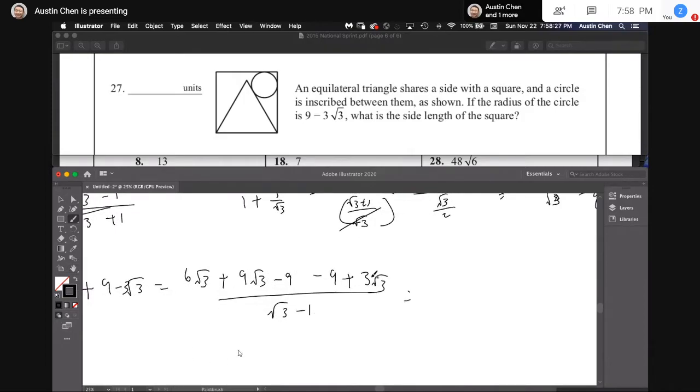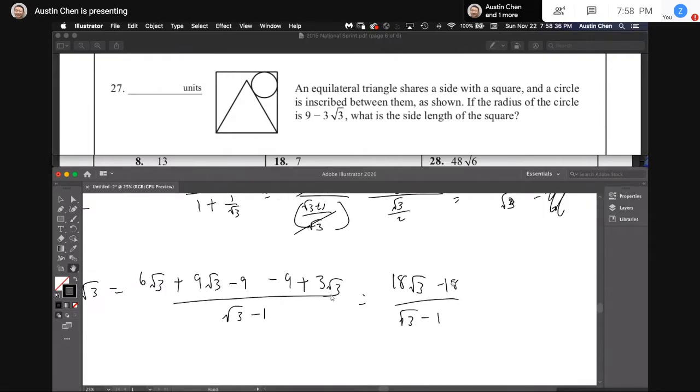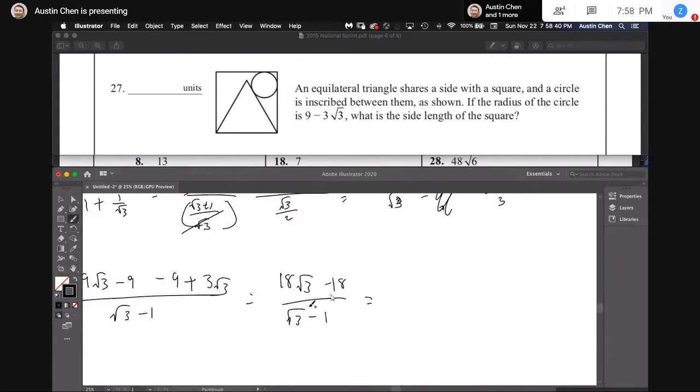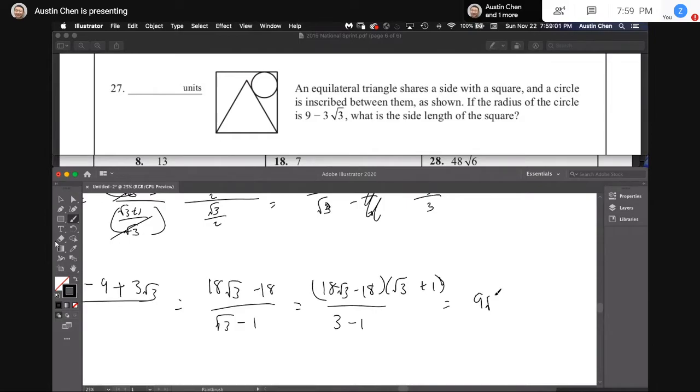All right. So then this is 18 root 3 minus 18 over root 3 minus 1. And we need to rationalize. So we're going to multiply by root 3 plus 1 on top and bottom. So then on the bottom we'll have 3 minus 1, and on top, kind of messy, we'll have this times root 3 plus 1. Alright, and then this is just 2, so we can get that out by taking out a 2 from that.